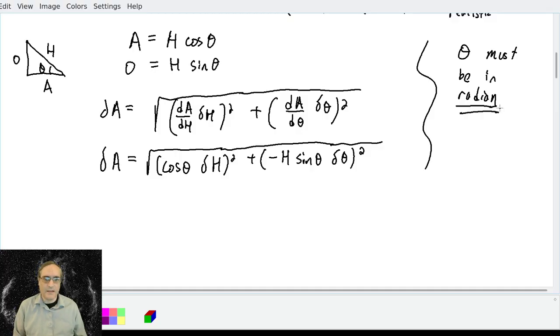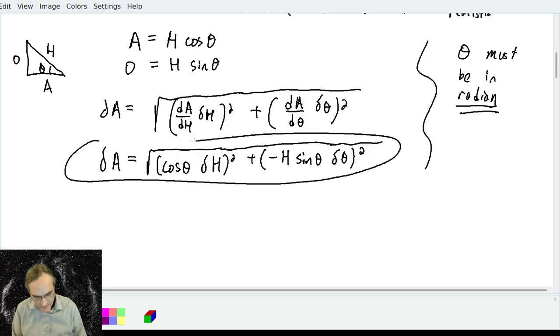So this is kind of thinking about sectors of a circle relative to a whole circle, and that's where radians are coming from. So always keep it in radians. Alright, that would actually be our answer here.